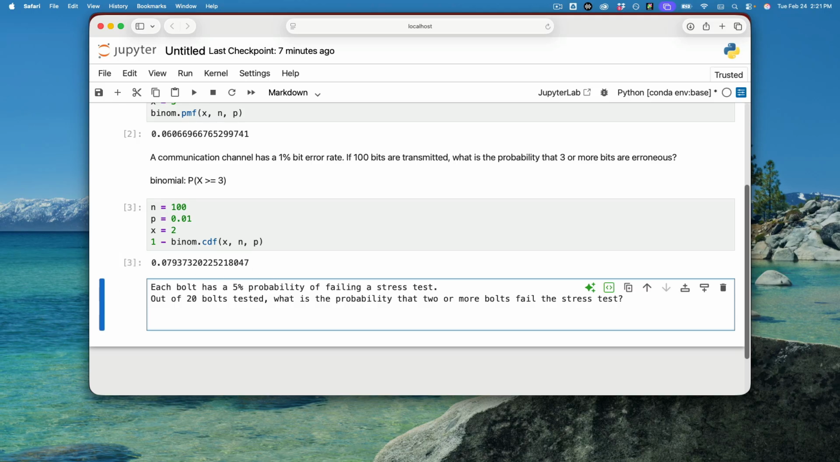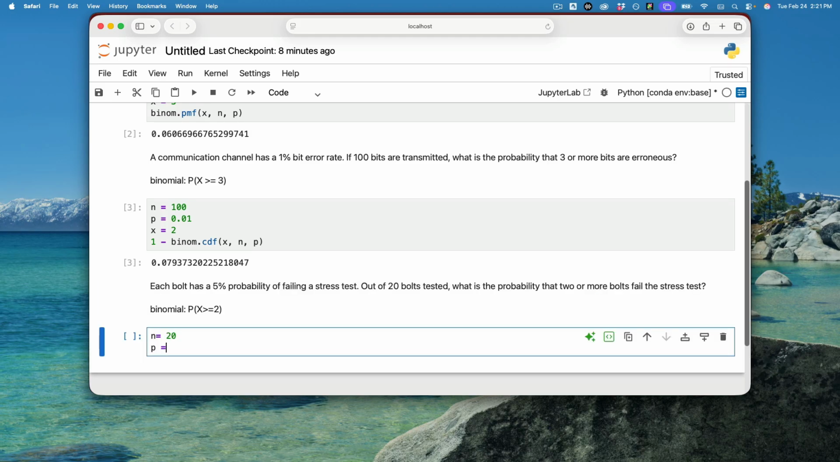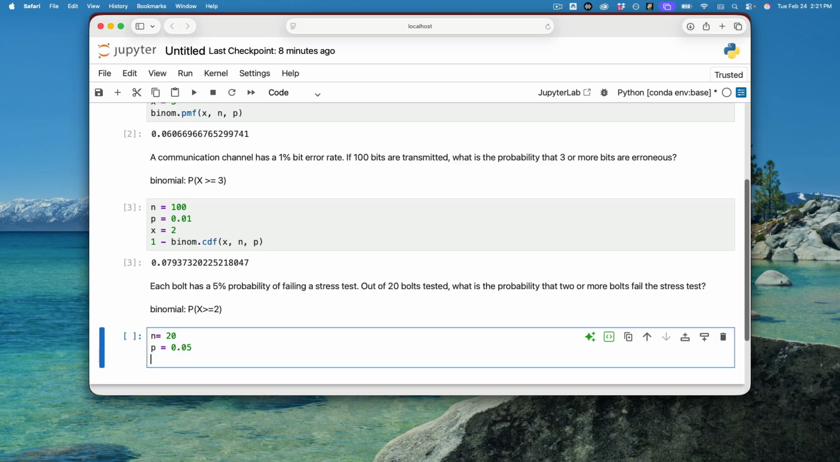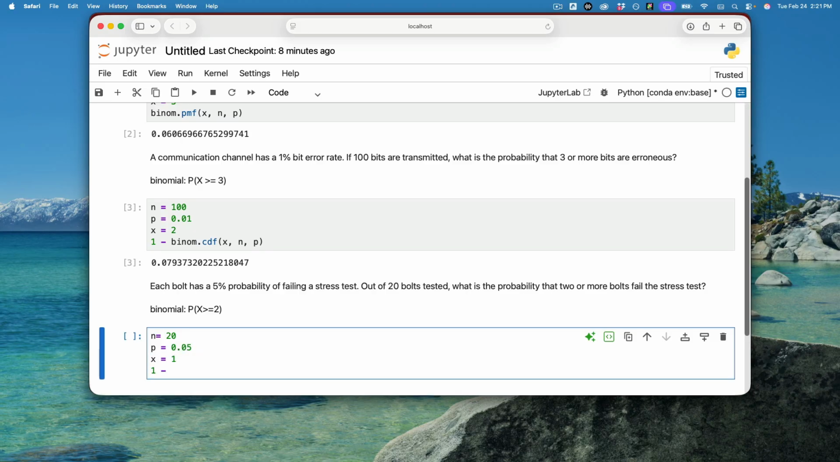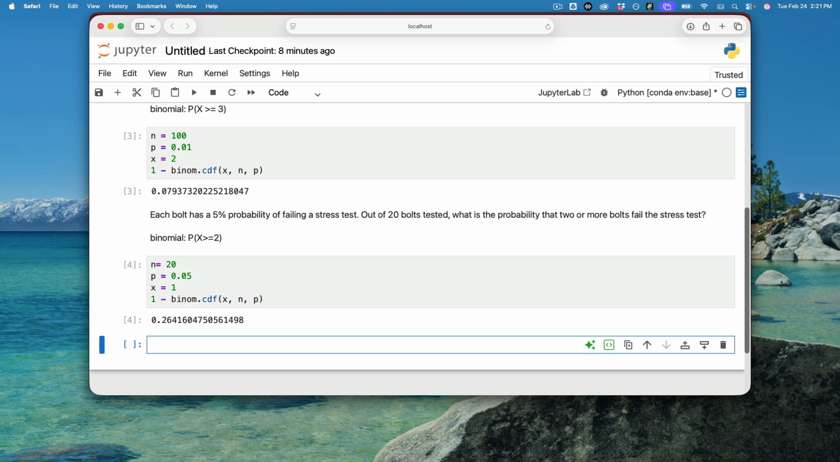Let's actually do an interval question. Let's do this one. So this screams binomial, and then we want P(X greater than or equal to 2). Okay? And then my N is equal to 20 bolts, P is equal to 5%, and then my X is going to be equal to 1 because I'm doing 1 minus binom.cdf, X and P. Okay? That will give you 26.4%.